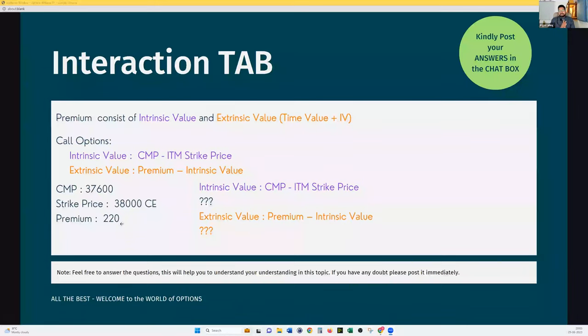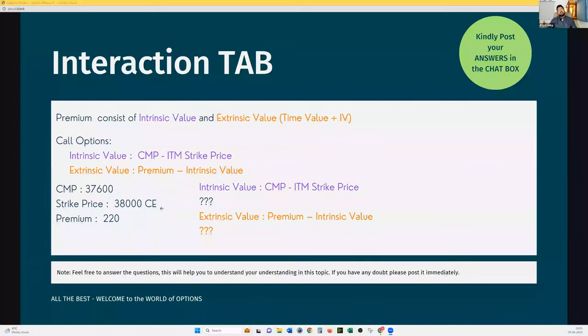Okay, so it's very clear. First, we need to check whether it's an in-the-money option or not. In this case, the current market price is 37,600. And is the 38,000 call option an ATM, OTM, or in-the-money option? Come on, guys, type your answers in the chat box.